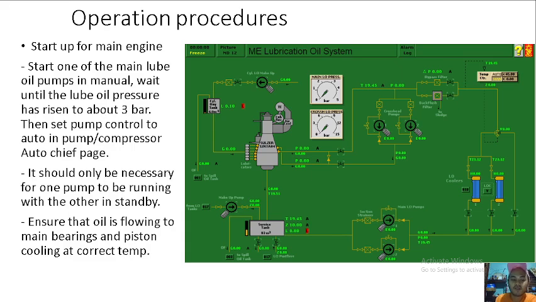Ensure that oil is flowing to main bearings and piston cooling at correct temperature. So we have a sight glass in here, so we can check if the oil is going to the piston cooling, and check the pressure for if the oil is going to the main bearings.